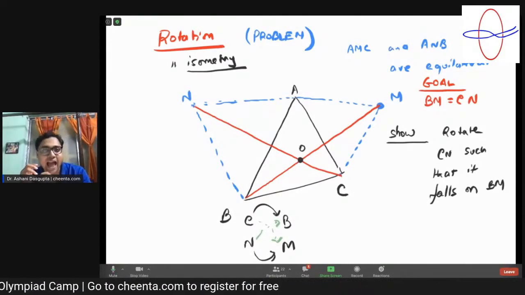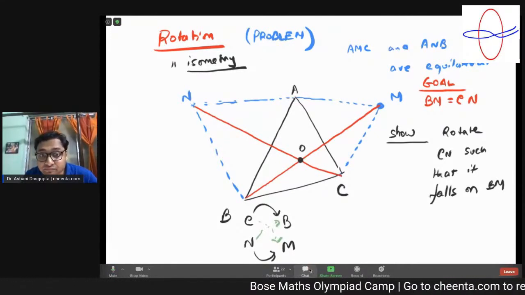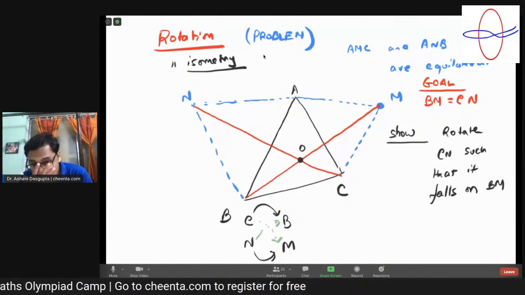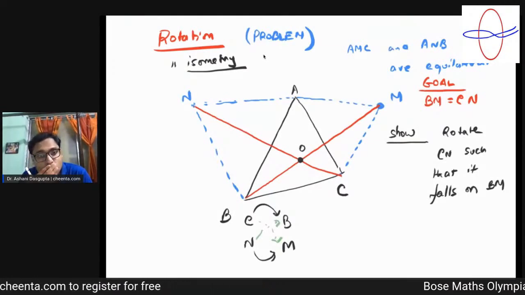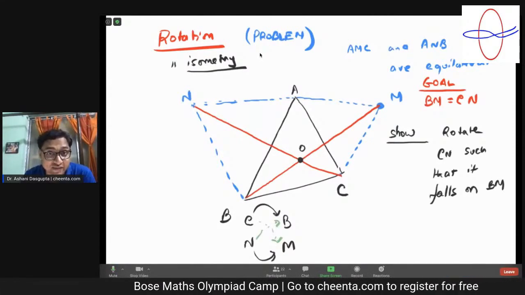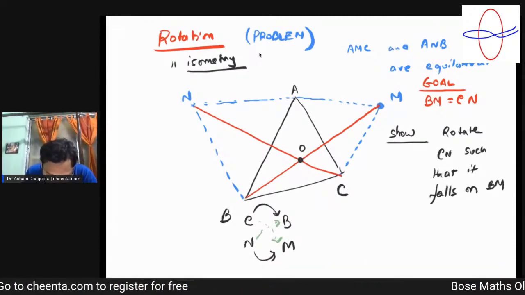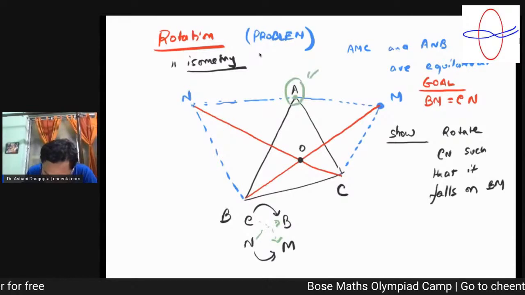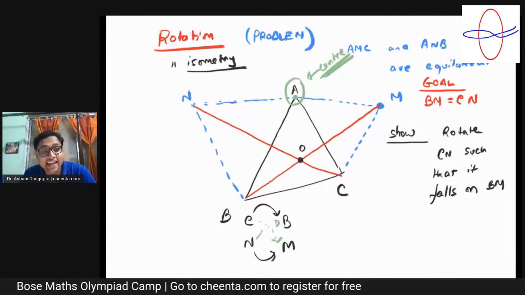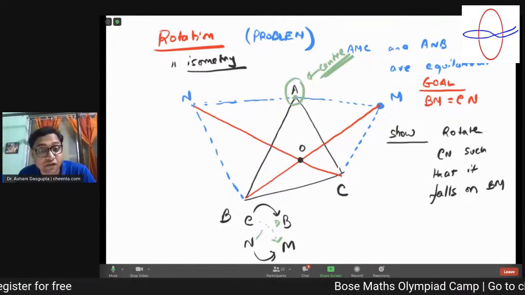Okay, so actually Raghav and Madhu Mahesh have already suggested this. Can we rotate triangle ABM so that B coincides with N and M with C at point A? Actually that suggestion is very good. Let A be the center of rotation. In fact, that is correct. A will work really well as the center of rotation.